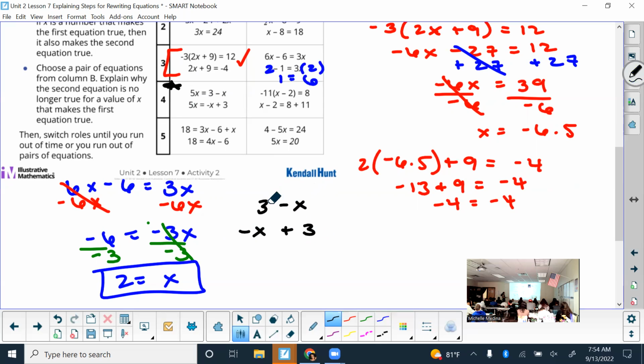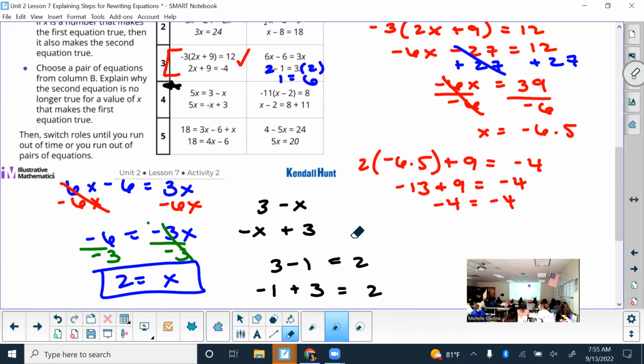Yes, so let's say x was replaced with a number, right? Let's say it's replaced with 1. Don't I get the same answer with 3 minus 1? What's negative 1 plus 3? And they're both still positive. So the left side of this equation is equal, and so is the right side. So without even solving for x, I can tell you they're equivalent.